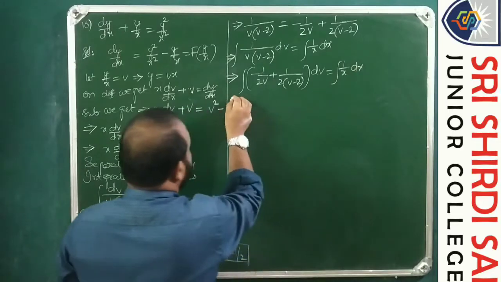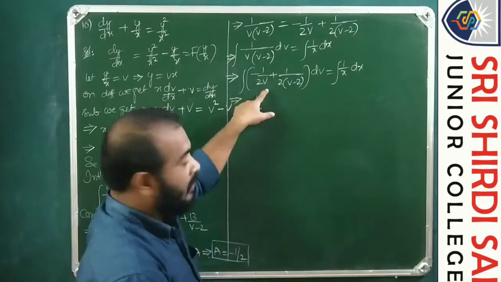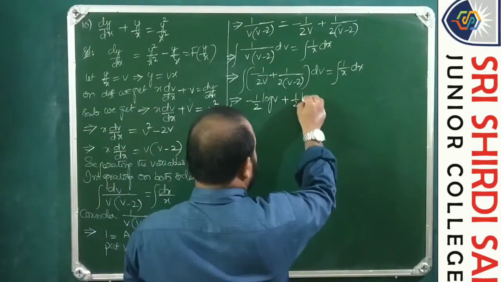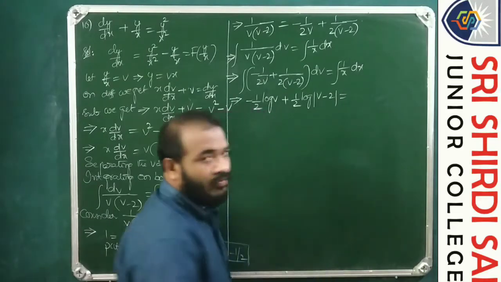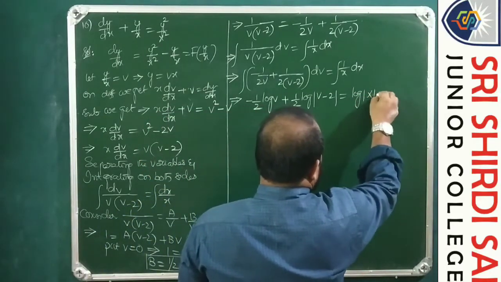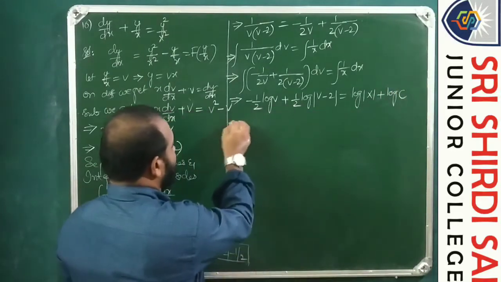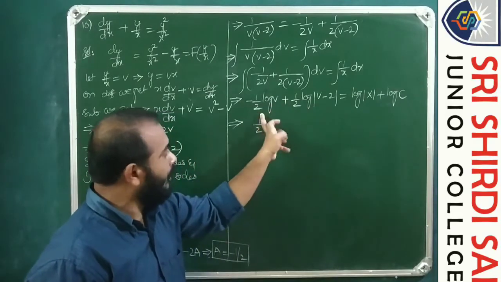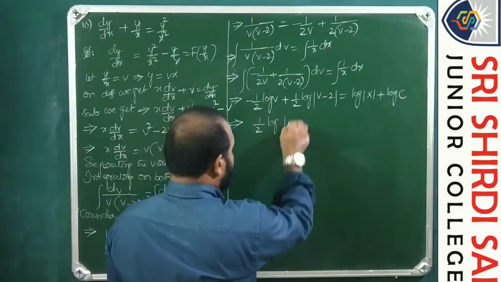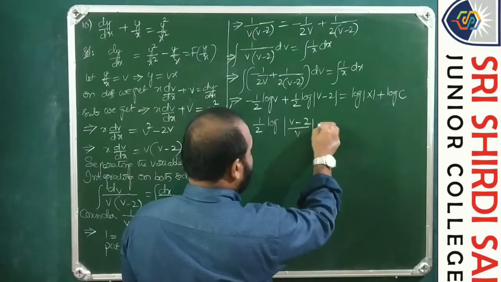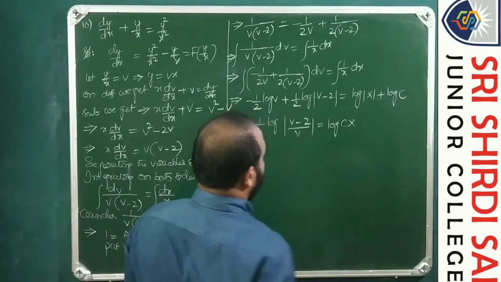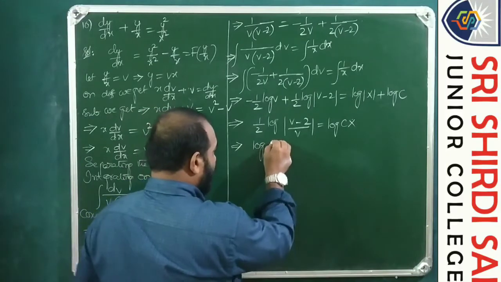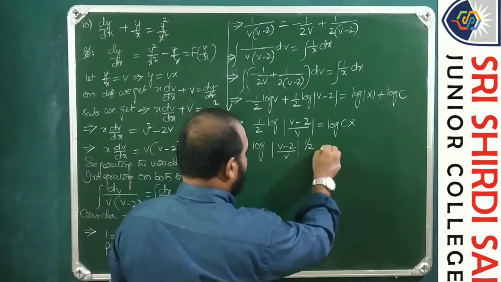This is equals to minus 1 by 2, integral 1 by V dV is log V, plus 1 by 2, integral 1 by V minus 2 dV is log V minus 2, is equals to integral 1 by x dx is log mod x, plus constant of integration log C. So this is equals to 1 by 2 if you take common, then log V minus 2 minus log V. Log A minus log B is log A by B. So this is log V minus 2 by V is equals to log A plus log B, log C X. This is equals to M log A, log A to the power of M. So this is log of V minus 2 by V whole power 1 by 2 is equals to log CX.